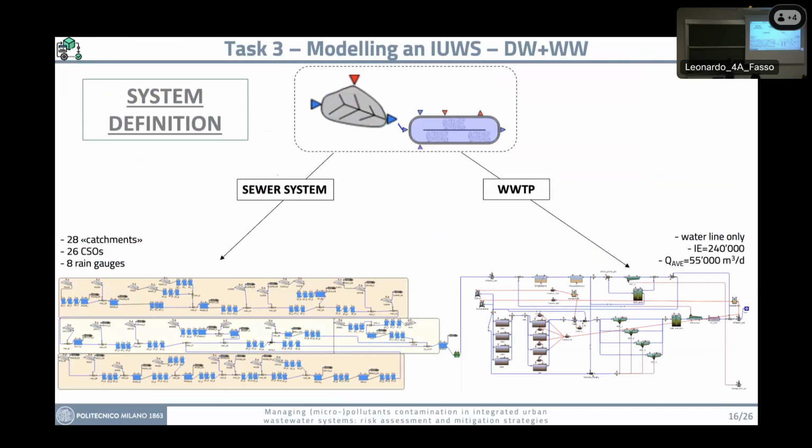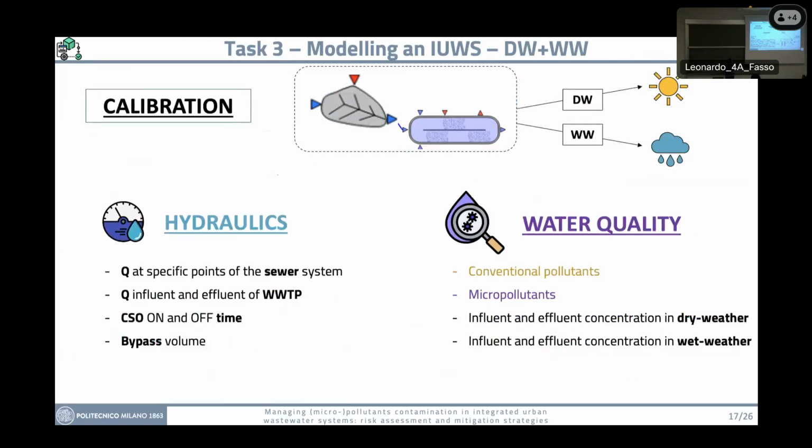So after the definition of the system, we moved to the calibration. And we did the calibration both in dry weather and wet weather. And we calibrated the hydraulics and the water quality. So what we had was just the flow rate at specific points of the sewer system, and at the influent and the effluent of the treatment plant. So for the flow rate, we were kind of safe.